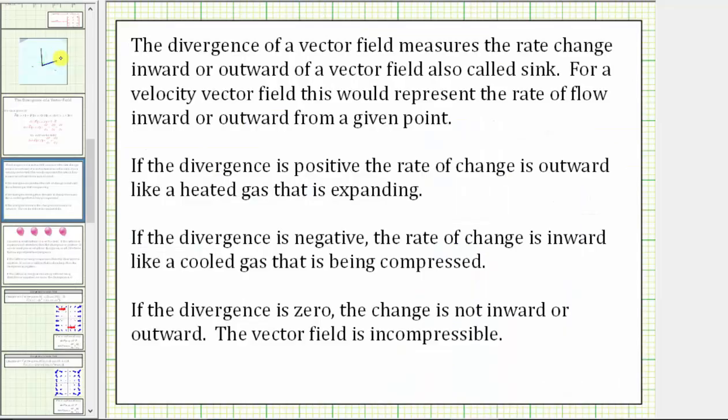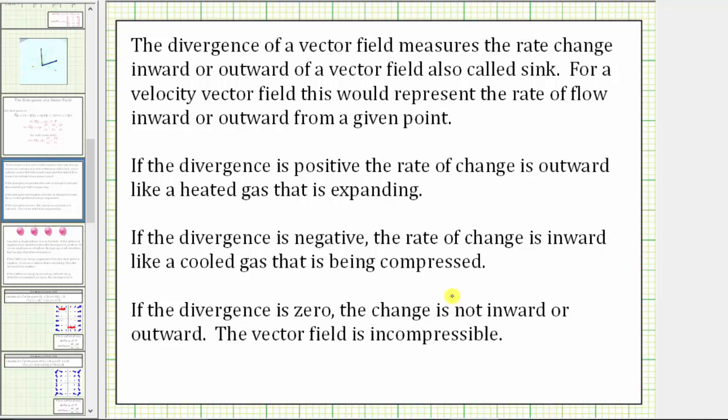The divergence of a vector field measures the rate of change inward or outward of a vector field, which is also called a sink. For a velocity vector field, this would represent the rate of flow inward or outward from a given point. If the divergence is positive, the rate of change is outward, like a heated gas that is expanding. If the divergence is negative, the rate of change is inward, like a cooled gas that is being compressed. And if the divergence is 0, the change is not inward or outward, and the vector field is incompressible.